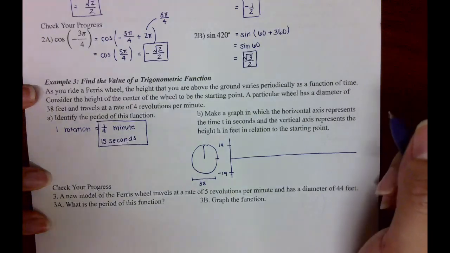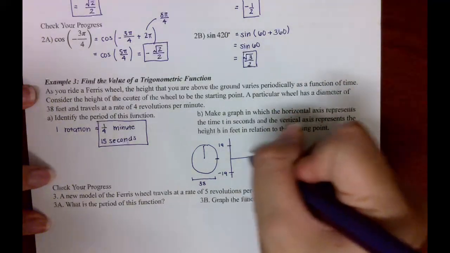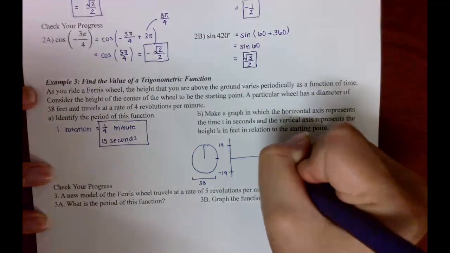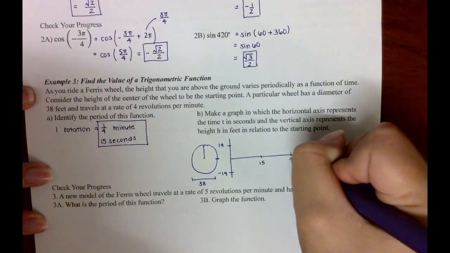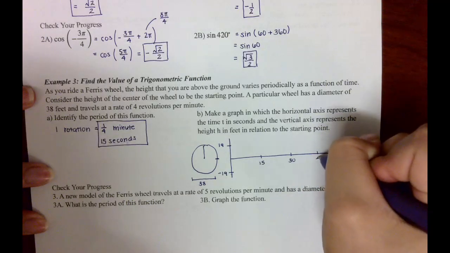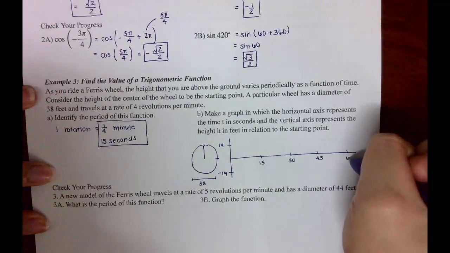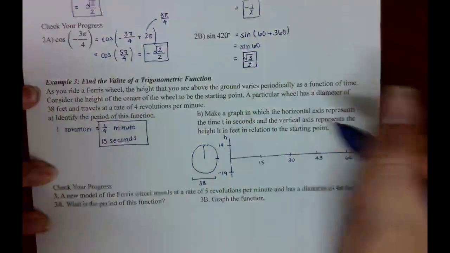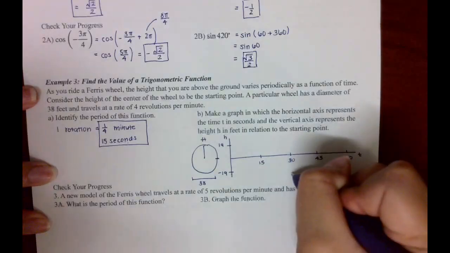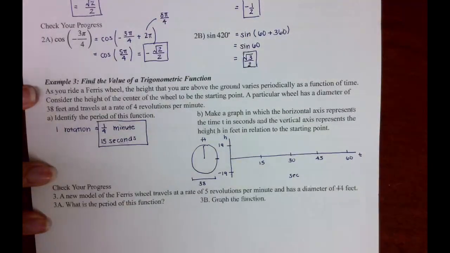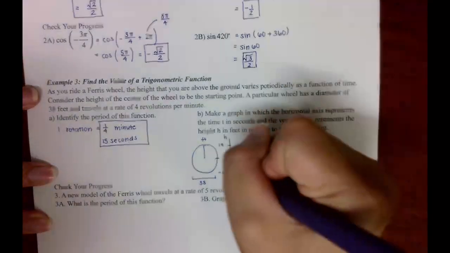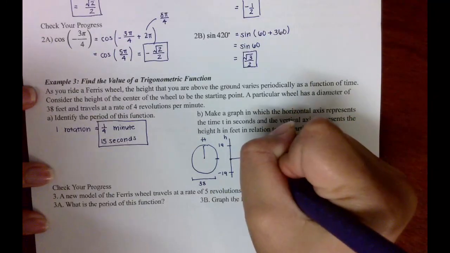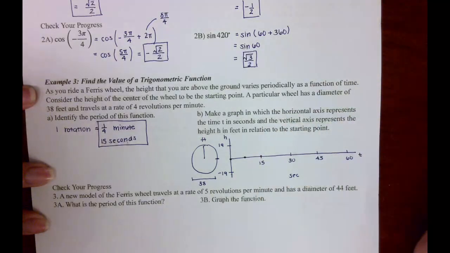So in the beginning of the Ferris wheel, it takes 15 seconds for a revolution to happen. So I'm going to do 15 here, 30 here, 45, 60. This is my time in seconds, and this is my height in feet. In the beginning, you are here. And then halfway, you're back in the middle, and then at 15, you return.